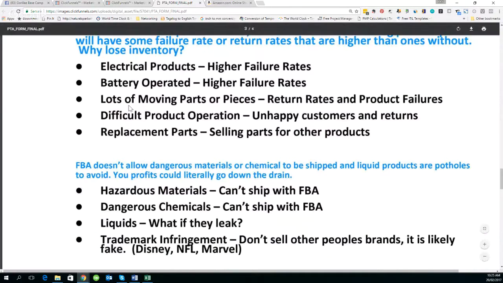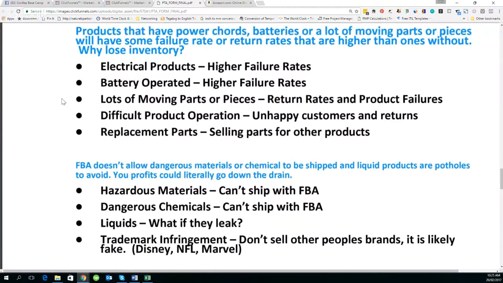Right, where was I? Lots of moving parts. This is really a case of Murphy's Law. If it's going to go wrong, it will go wrong. Lots of moving parts. If your grandma can't put it together, then forget it. It needs to be very, very intuitive, very easy.